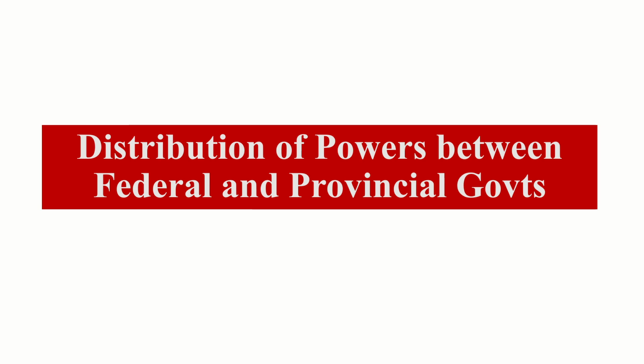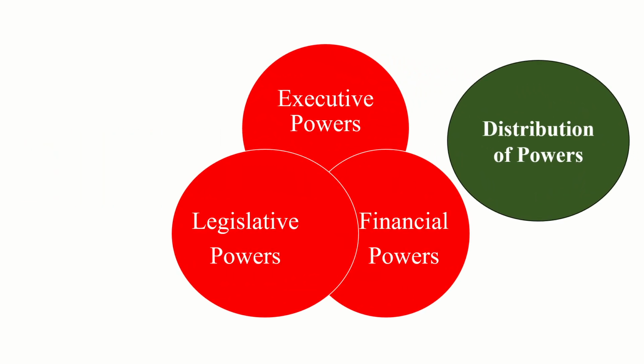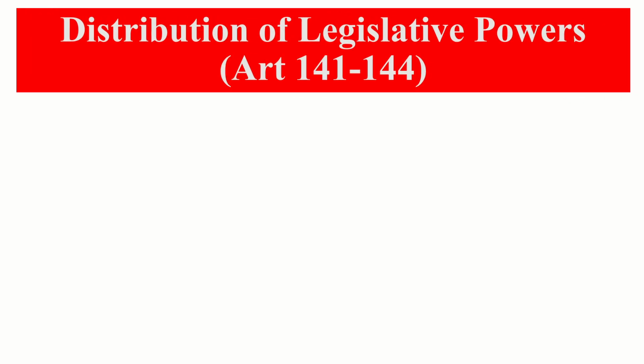Now we'll come to the important matter of the distribution of powers between the federal and the provincial governments. The Constitution distributes 3 types of power between the federal government and the provincial governments, and these are executive powers, financial powers and legislative powers. We start with the distribution of legislative powers.